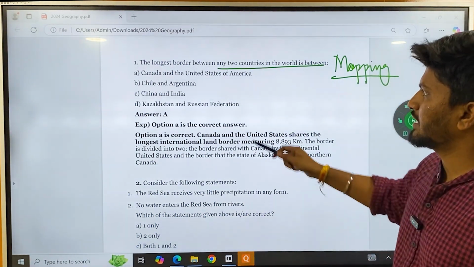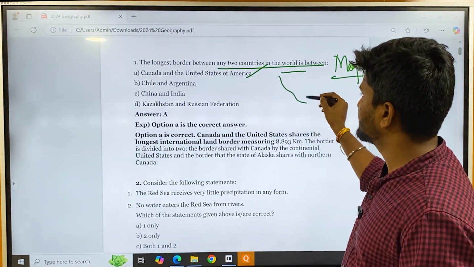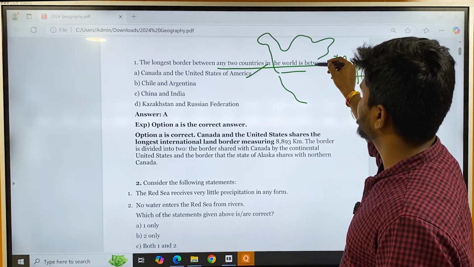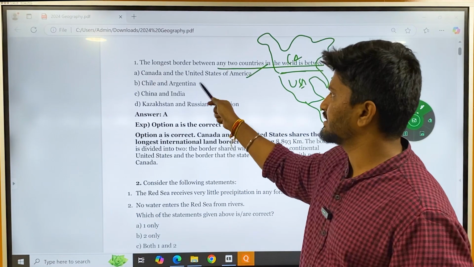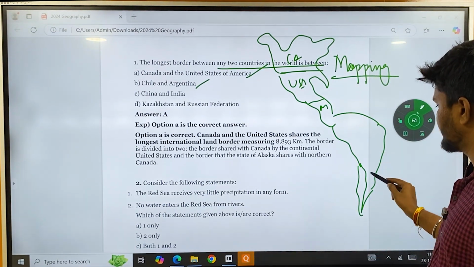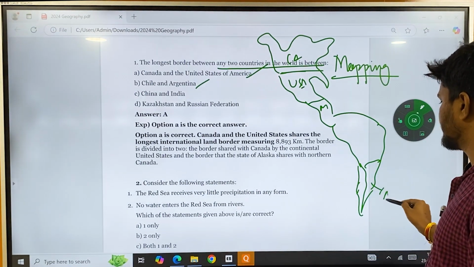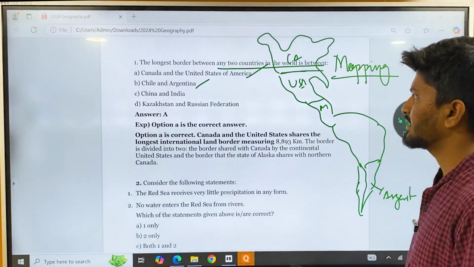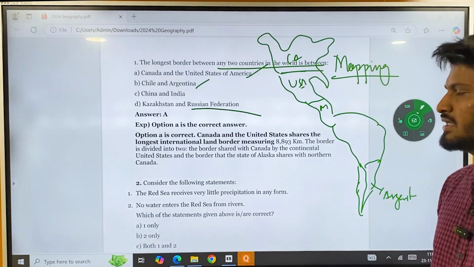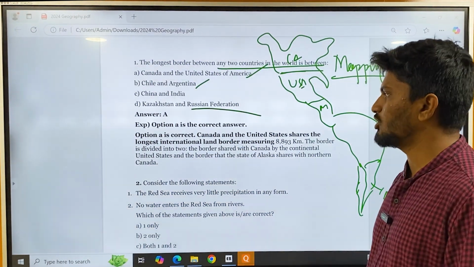The options are Canada and the United States. This is North America, and this is South America. This is USA, Mexico, and this is Canada. Option B, Chile and Argentina. These are the two countries at the bottom of South America. This is Chile and this is Argentina. Then China and India, we already know that, and then Kazakhstan and Russian Federation, both of which are present in Asia. So the correct answer here is option A.